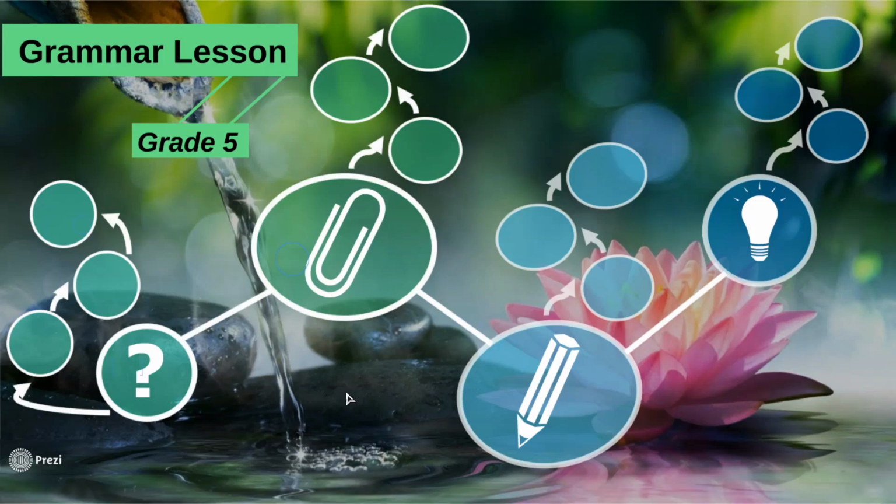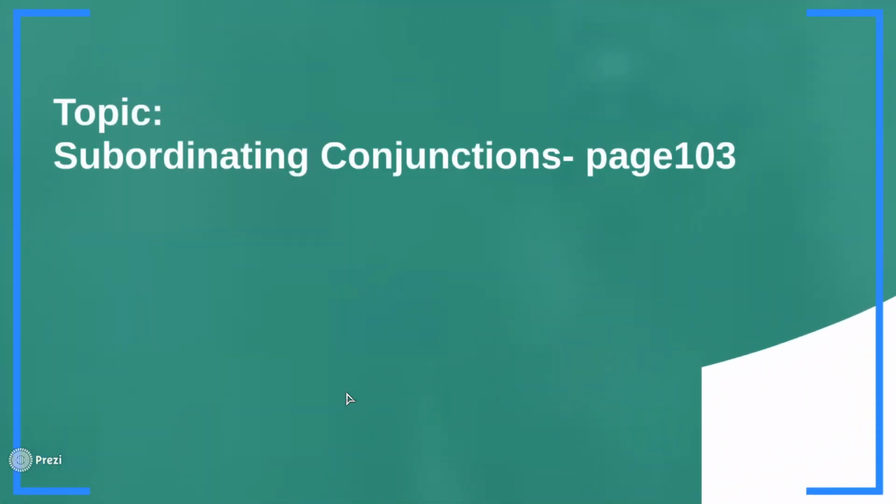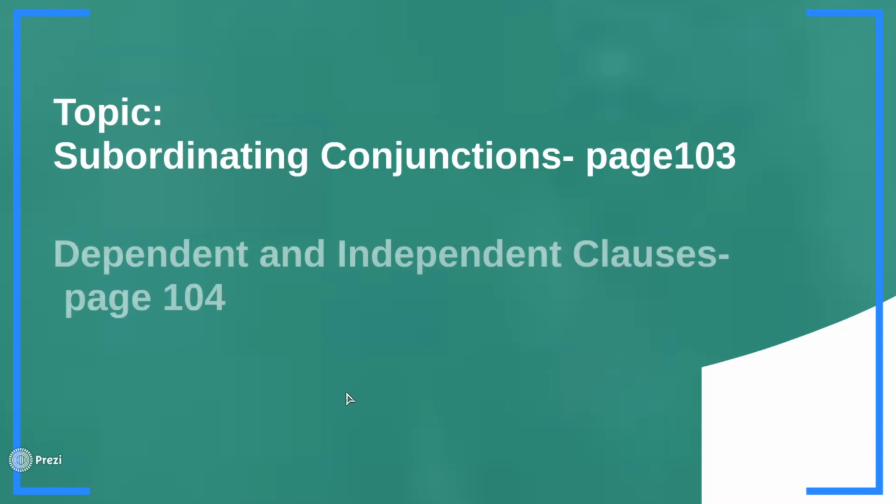And for this week, we're going to talk about grammar lessons and spelling lessons only for grade 5. And for today's video, we're going to talk about two grammar lessons, and they are the following. First, we're going to discuss subordinating conjunctions. And if you have the reader's notebook, it is on page 103. And second, we're going to discuss dependent and independent clauses, and it's on page 104.